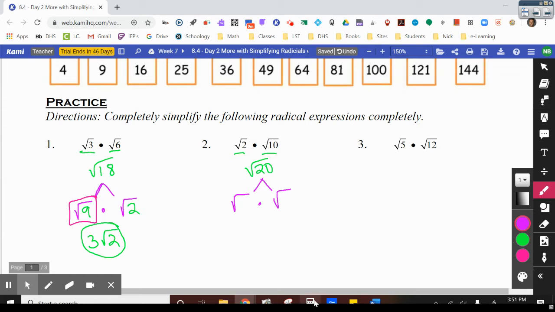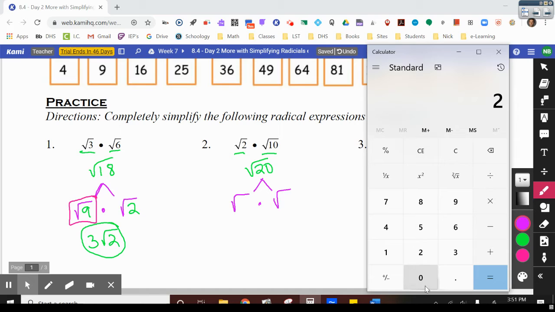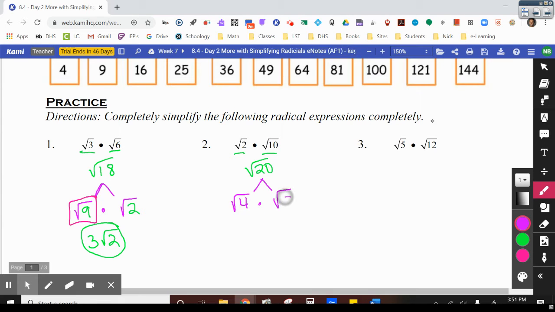And again, to find that perfect square number, you start with 20, and we're just going to divide down the line here to find the largest perfect square factor of 20. Well, 16 is not going to go. I know 9 doesn't go into 20, so we're going to try 4. And that's right, 4 times 5 is 20. So that means my square root of 20, I'm going to break up into the square root of 4 times the square root of 5.